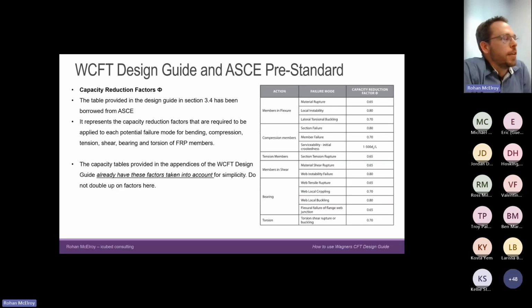So capacity reduction factors. I won't go into too much detail on this. I've just shown it to indicate that behind the scenes, Wagners have taken into account the reduction factors from the ASCE manual. So these are outlined in the CFT guide, but they're essentially built into the capacity tables at the rear of the manual. So if you're going through and doing a design of a joist or a bearer, working out moment capacity, don't go applying your capacity reduction factors on top of whatever number you pull out of those tables that's already there. You'll be doubling up and just hurting yourself.